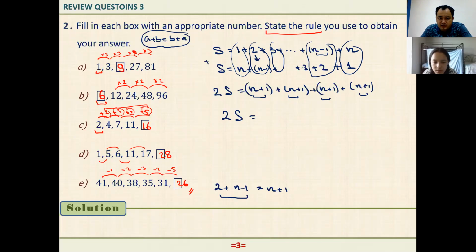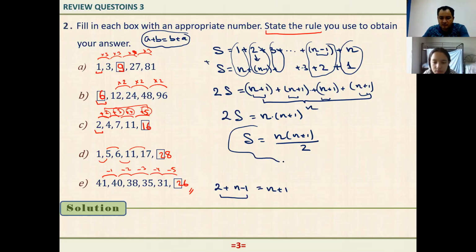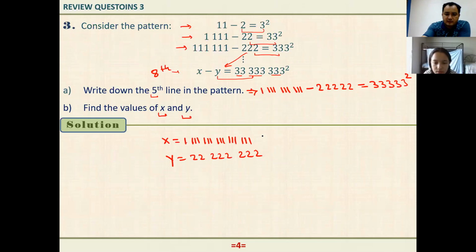So if you just pair these numbers, how many N plus 1s do I have? I have N. So here we have N plus 1s altogether, because I have N numbers. So here we have N times N plus 1, using algebra. Divide both sides by 2, we get this formula, N times N plus 1 over 2. That is how we evaluate the sum of the first N natural numbers.